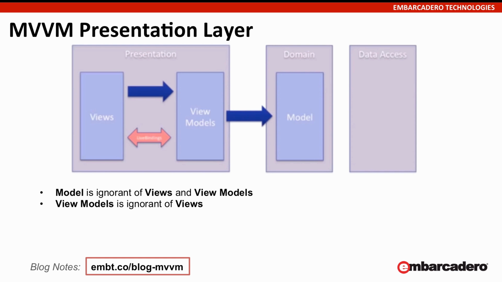The most important distinction of MVVM is the focus on the presentation layer. MVVM has nothing to say about the data access layer and very little to say about the domain layer. It is very much focused on the presentation layer. In this chart here, the blue arrows indicate who knows about what. Views know about view models, which know about the domain model, and views and view models know about each other. Another signature of MVVM is the use of technologies like live bindings to tie the view to the view models in a visual way.